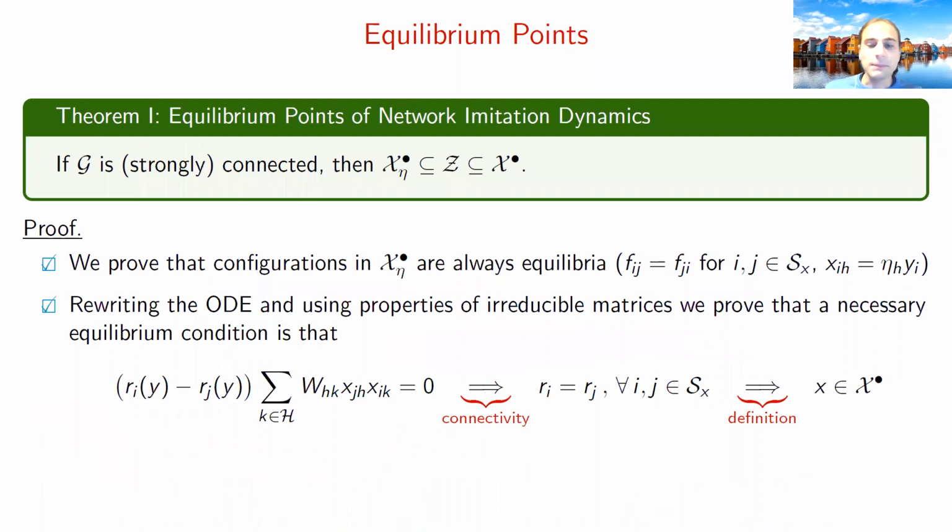Okay, basically the proof is not particularly interesting. It's not difficult to prove that balanced restricted Nash are equilibria. It's a bit more tricky to prove that the equilibria need to be restricted Nash, and to prove this we need connectivity. So if the network is not connected, it's not hard to show some counterexample showing that there could be equilibria that actually do not belong to the set of restricted Nash.